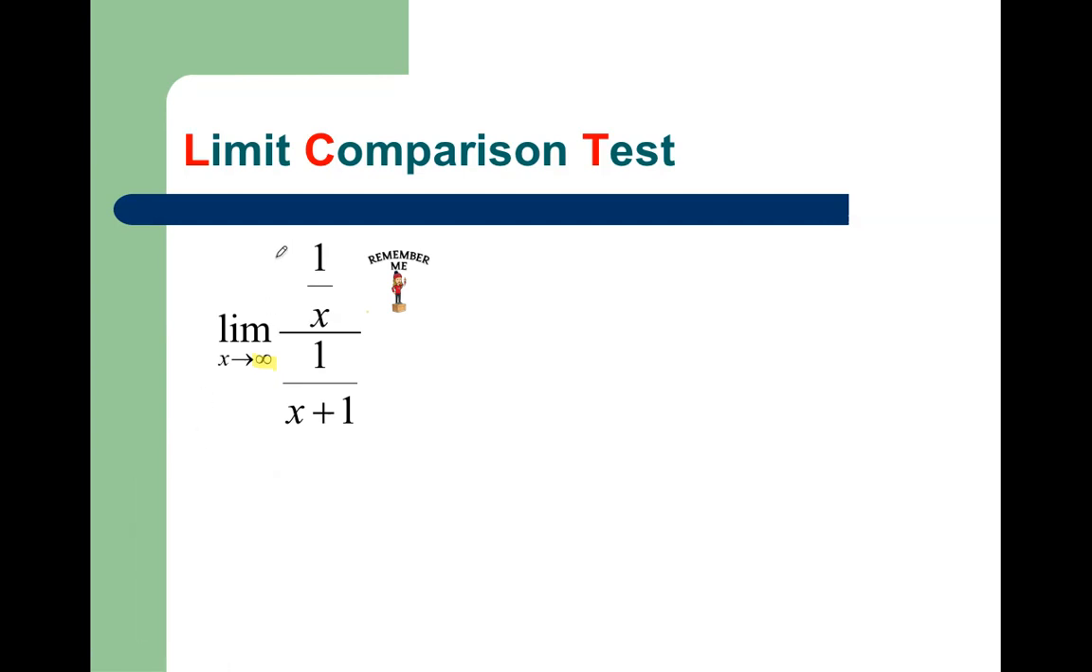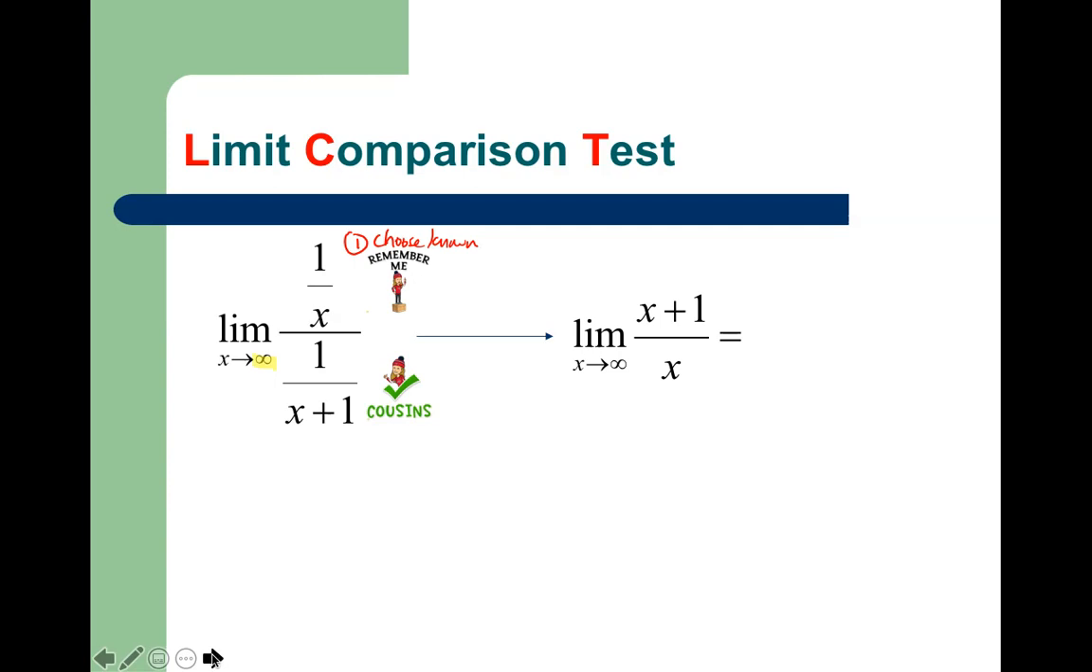But for this one, step 1 is the same. Choose your known: 1, 2, or 3. The limit is going to show that they're cousins. I promise, I'll show you how. I did that limit. I plugged in infinity. 1 over infinity is 0. 1 over infinity plus 1 is 0. Uh-oh, what's that ratio?